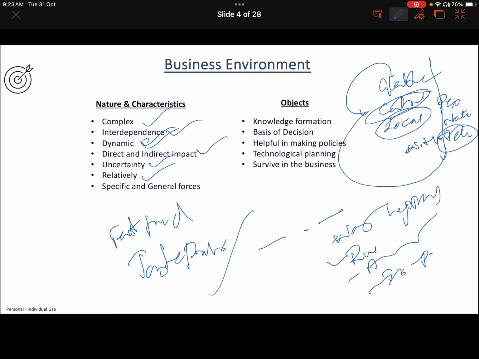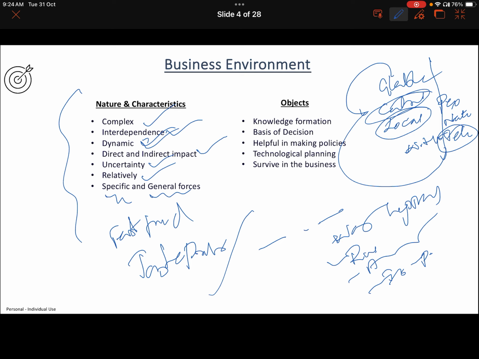And there are many forces, some specific forces and general forces, which impact the business environment. A specific force is a change of oil price in the global market. That will influence the change in business environment. General forces are those happening across the globe, which impact most of the products. It is not only for one or two items. So these all are characteristics of business environment.